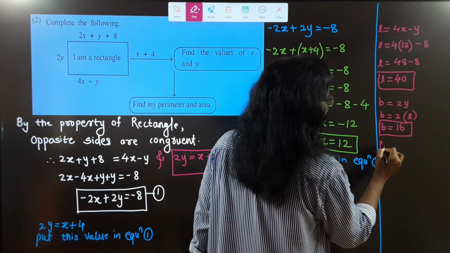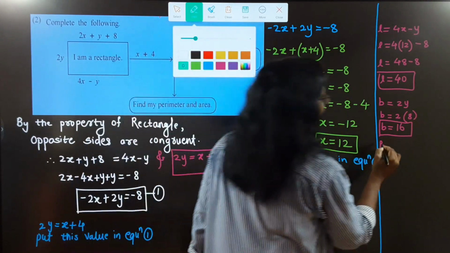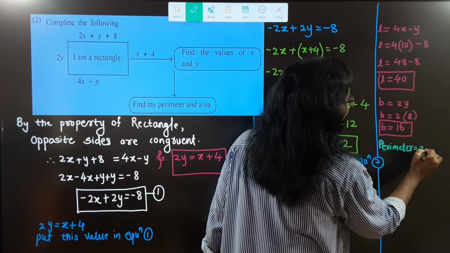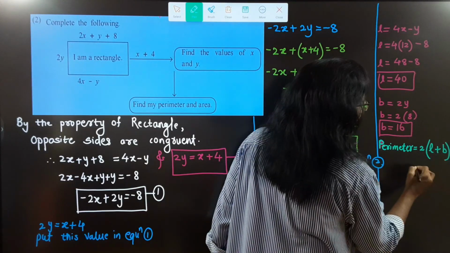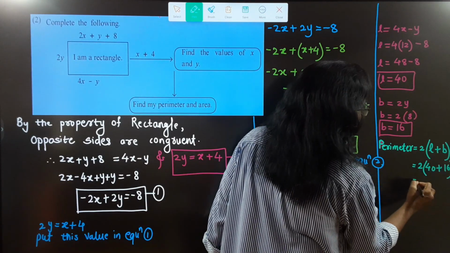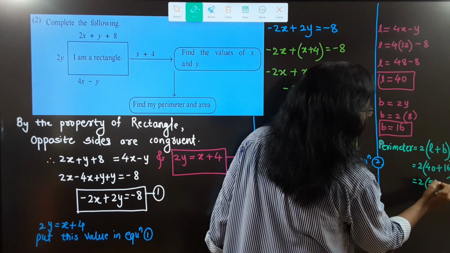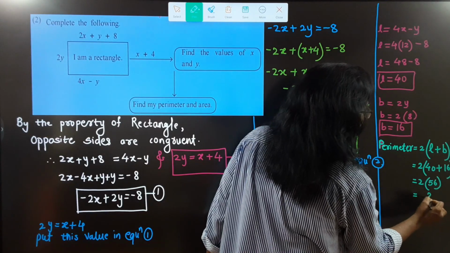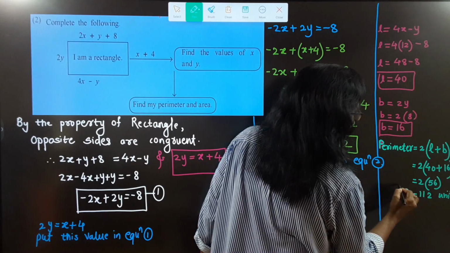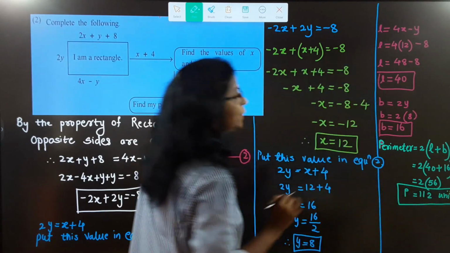So now here students, we have to find out the perimeter. So perimeter is equal to 2 into length plus breadth. So here 2, length is 40 plus breadth 16. So here 2 multiply 56. Therefore 112 units. Okay, perimeter is equal to 112 units.